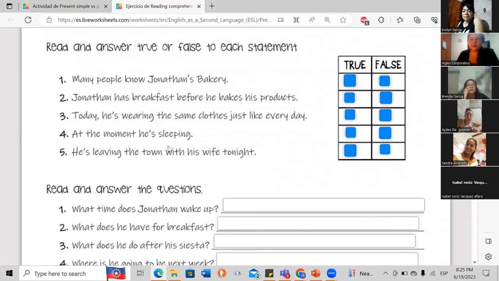Okay, let me see. Evelyn, many people know Jonathan Bakery, true or false? True. Okay, Brenda, Jonathan has breakfast before he bakes his product, true or false? True. Yes. He bakes his products around 3, okay, from around 3 to 4 a.m. and he has breakfast with his wife around 6 a.m. So that will be? False. False, okay. Today is wearing the same clothes just like every day. Are they true or false?